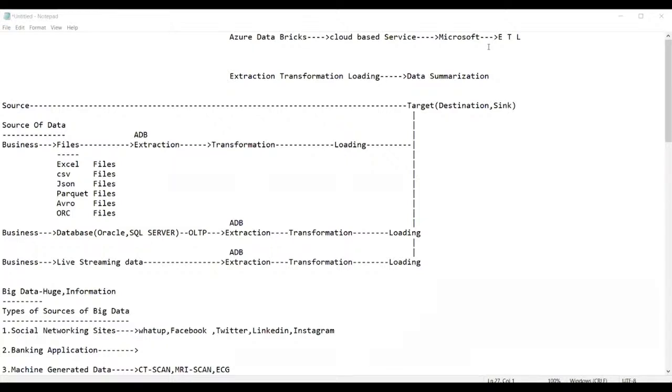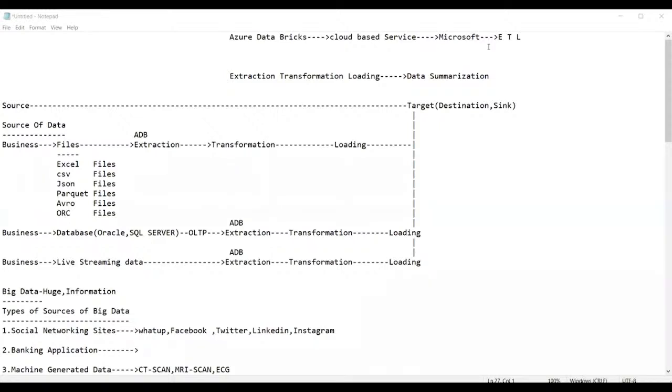So with Azure Databricks, what kind of data do we usually handle, structured or unstructured? Unstructured, semi-structured, and structured. You will handle all three of them, though mostly you will have semi-structured data. Okay, thank you.